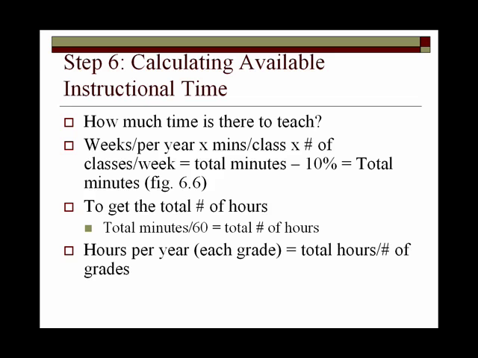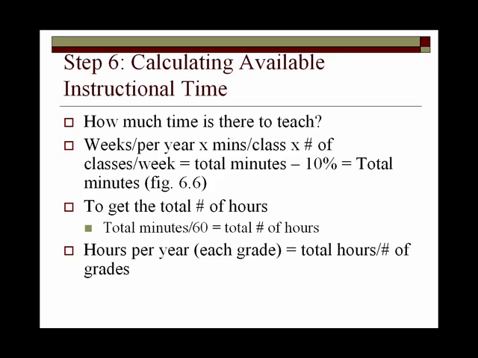We're going to use the elementary example in the figure 6.6. So for calculating total minutes, we're going to take the weeks per year, times the number of minutes per class, times the number of classes per week. So in our example, we have 36 weeks per year times 30 minutes per class times 2 classes per week. That gives us 12,960 total minutes.